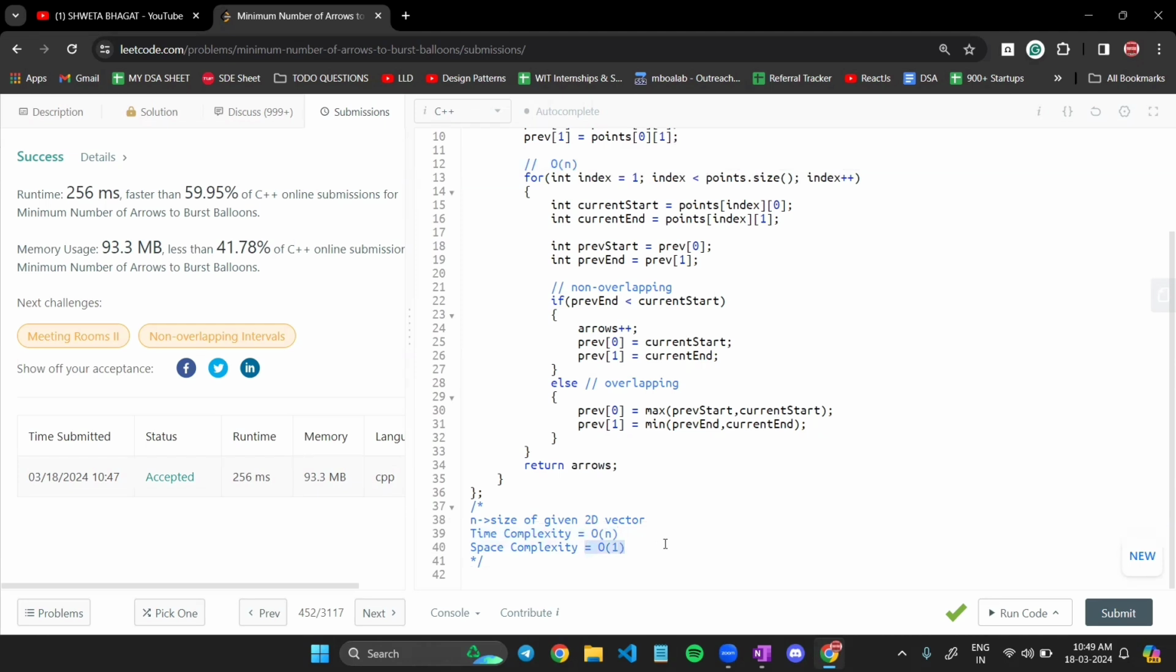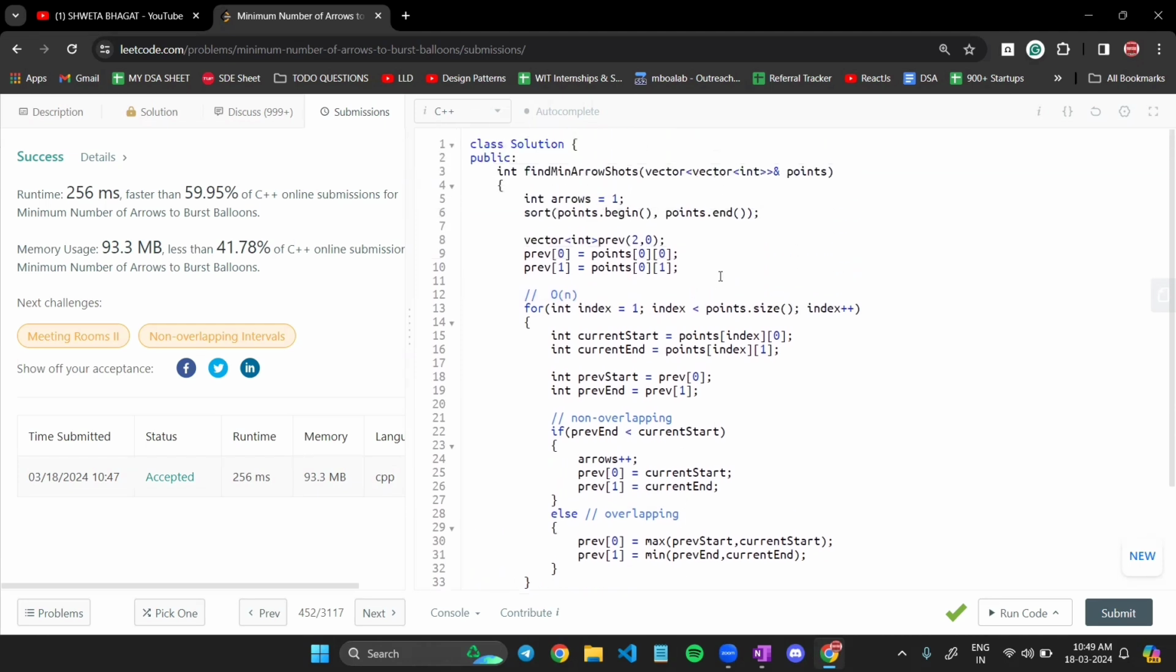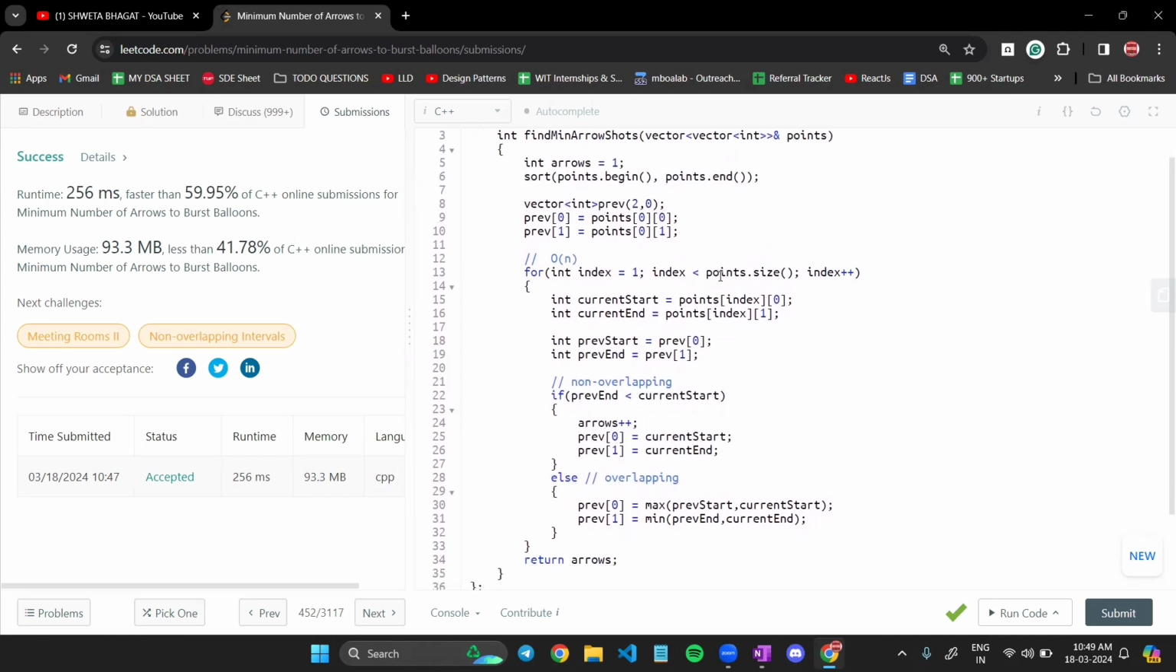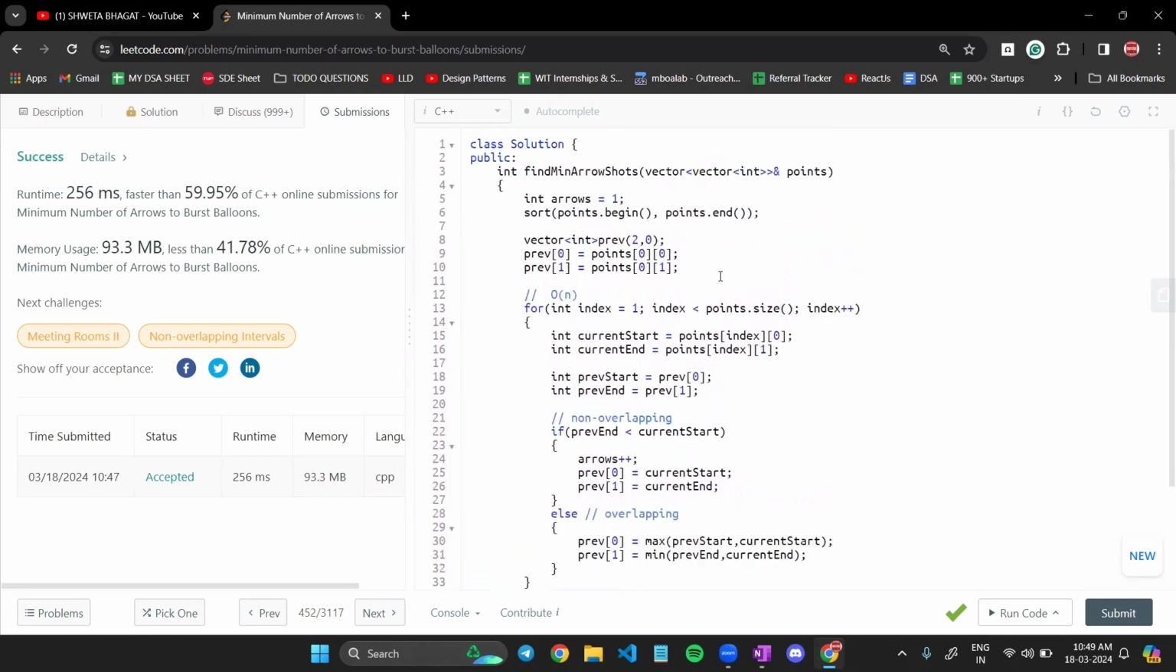And what is the space complexity? The space complexity is O(1) because you can clearly see that we are not using any extra space from our end, correct? So that's all about today's daily LeetCode challenge.